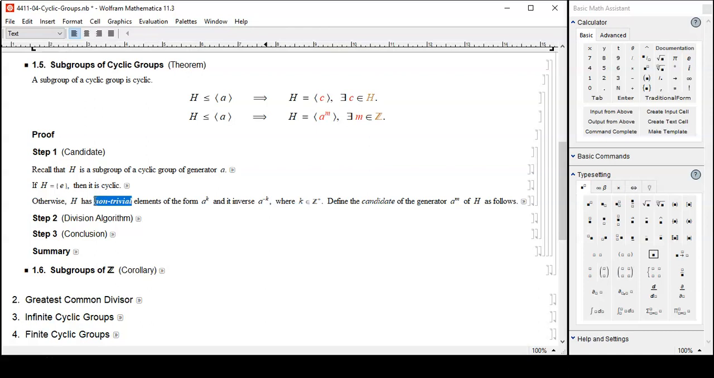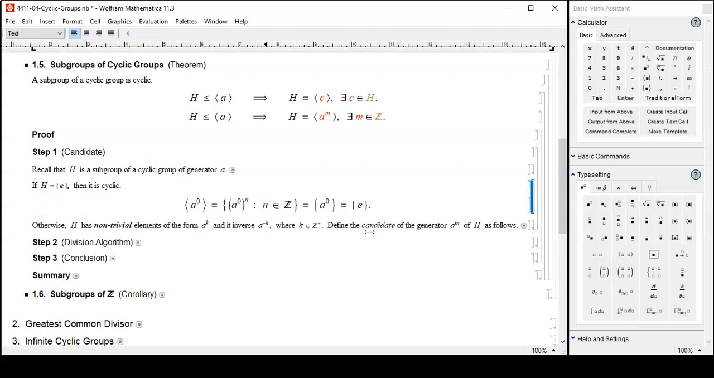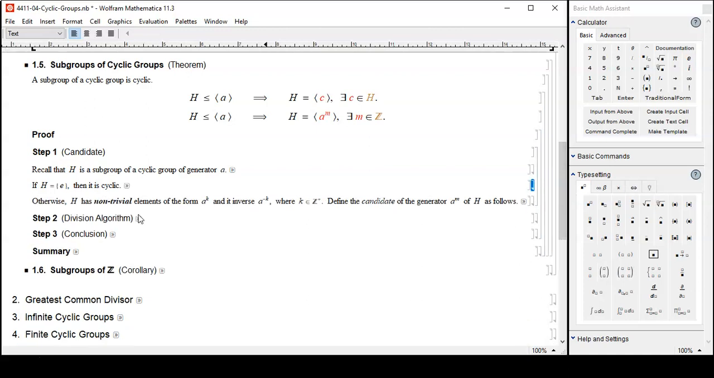Everything must be of the form a to the k power, so it should be a to the k power. And also its inverse must exist, a to the negative k power, because H is a subgroup. And also, we assumed H is non-trivial, and then we found a non-trivial element, a to the k power. So k cannot be 0. If that's 0, then we have e. We found that non-trivial element, so k is non-zero. So k and then negative k, one of them has to be strictly positive. And without loss of generality, we'll assume k is positive.